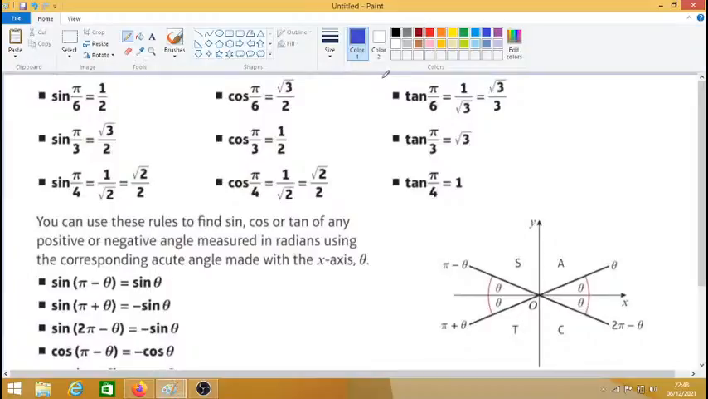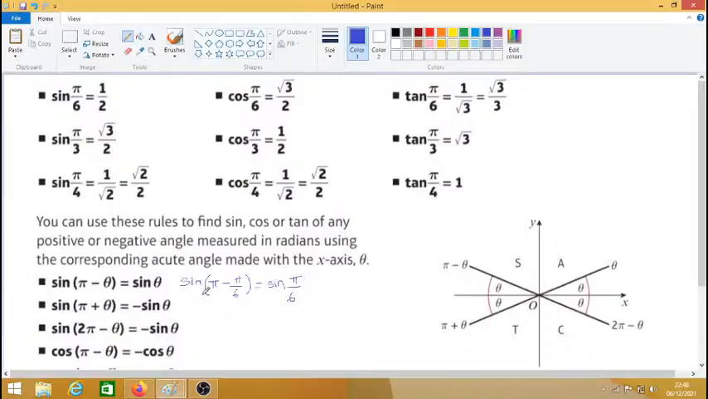So let me just write that example for you. If we take theta to be pi over 6, then I can write sine of pi take away pi over 6, in other words 30 degrees, would be equal to just the normal sine of your normal 30 degrees, or in radians pi over 6.